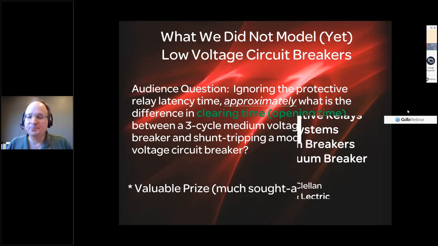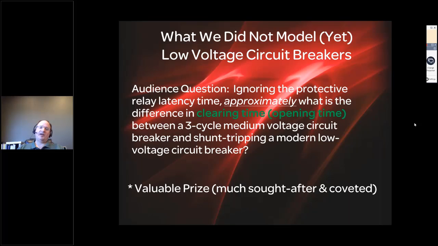Sherman, you just won. Okay, the answer that Sherman came up with is no difference. He is correct. Okay, there is no difference. A three cycles, approximately 50 milliseconds. The latency time on a low voltage circuit breaker shunt trip does vary somewhat. That's why I use the word approximately, by manufacturer, but it's typically between 50 and 60 milliseconds. For example, a Square D PowerPact breaker is between 50 and 60 milliseconds. The MasterPact, the largest MasterPact, can be just slightly slower at times.